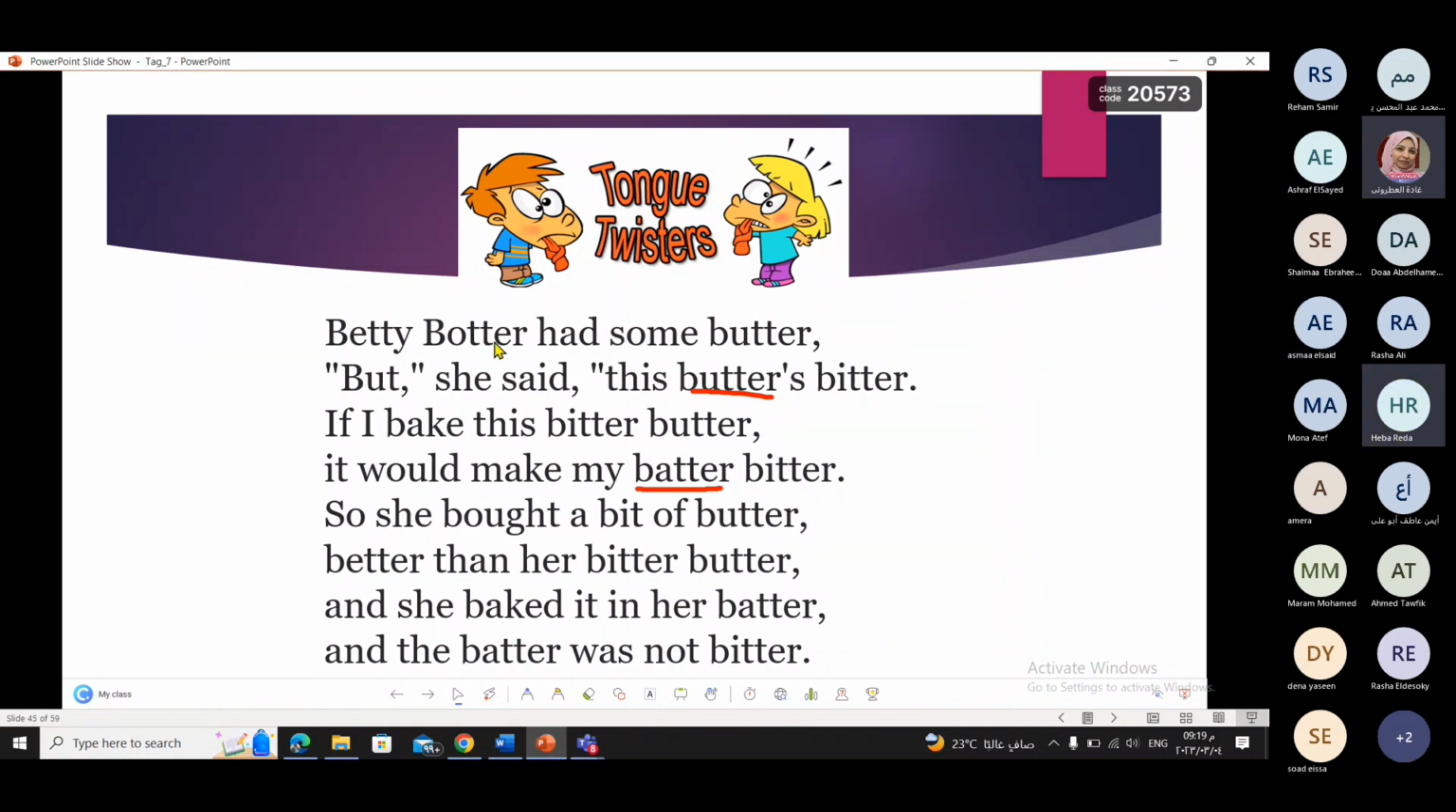Bitter means sour, it's not sweet. But what about batter? Batter is like a dough. You know the dough? It's a mix of water, flour, starch. Batter means dough, yeah, exactly. So, as teachers, what does a tongue twister teach a student?